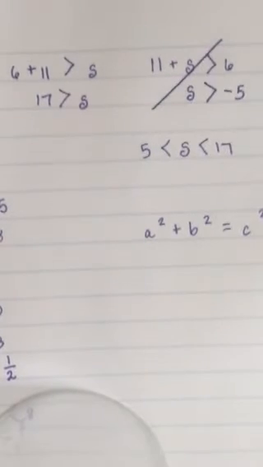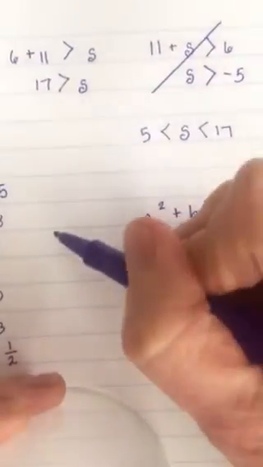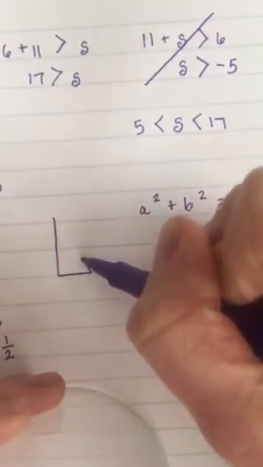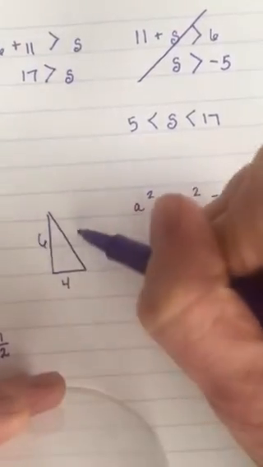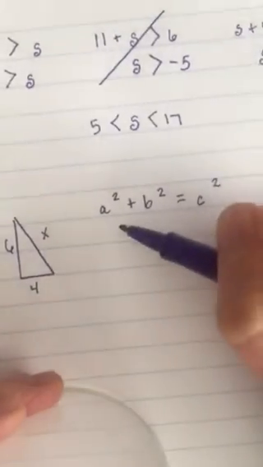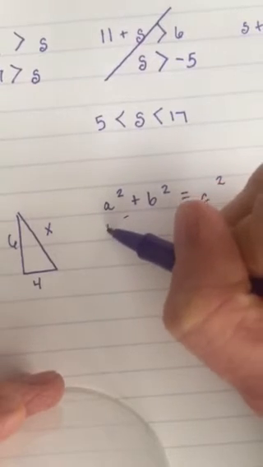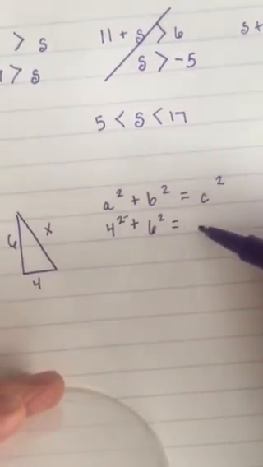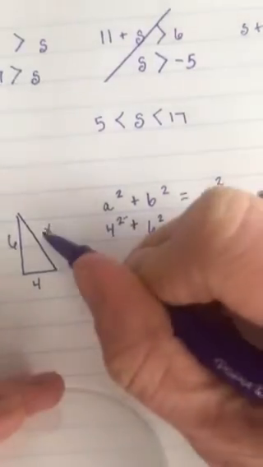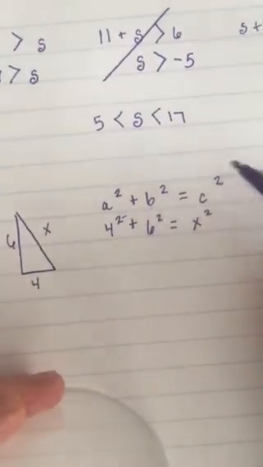Okay, let me think about this for just a second with what we need to talk about. Let's look at this triangle right here. So we're given a triangle with a side of 4, a side of 6, and a side of x. We are going to plug these in. 4 squared plus 6 squared equals x squared, because x is my hypotenuse and c is my hypotenuse.